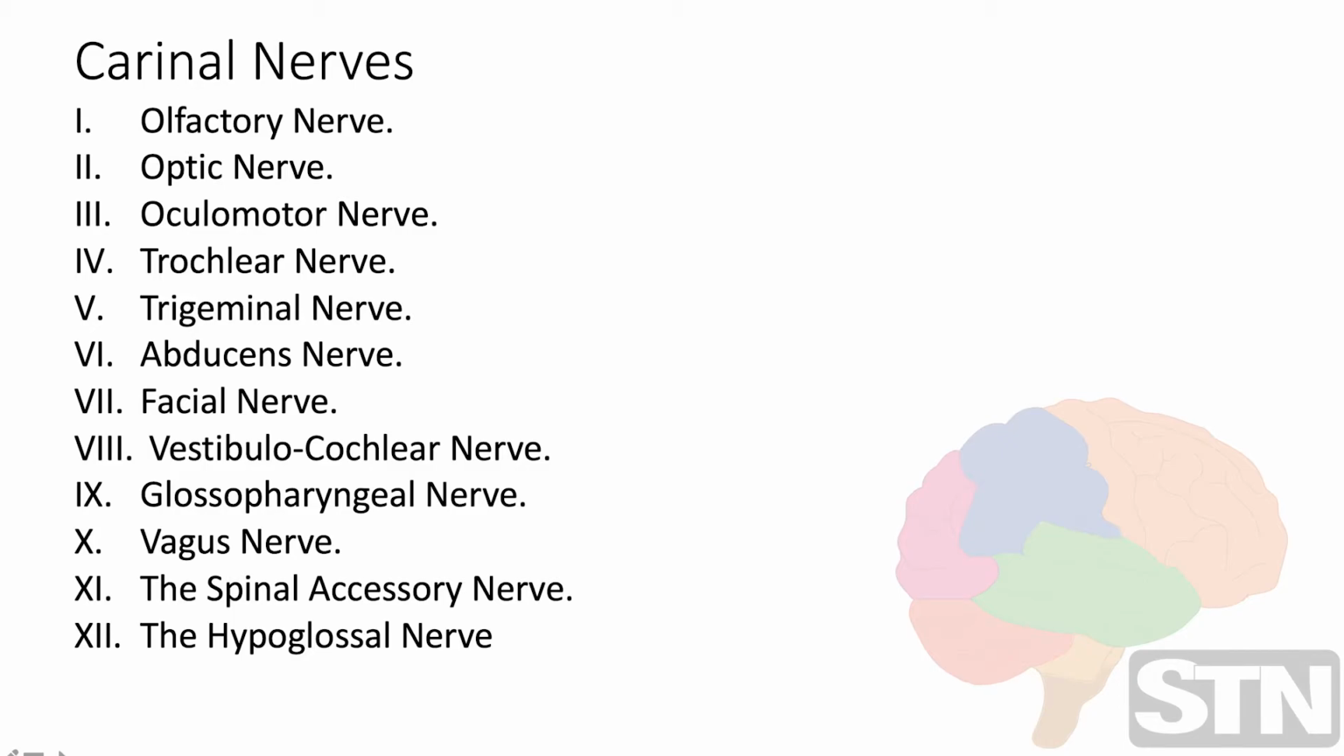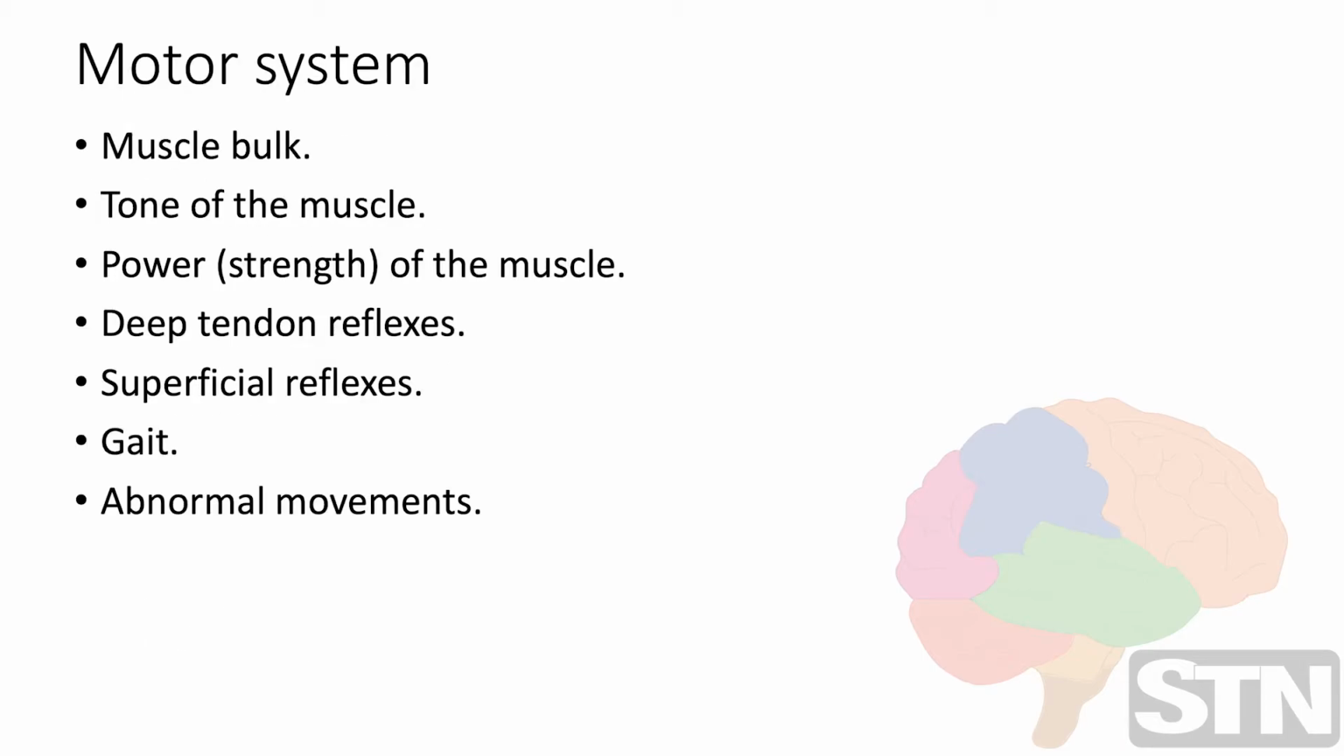The cranial nerve examinations will include the optic nerve, olfactory nerve, oculomotor, trochlear, trigeminal, abducens, facial, vestibulocochlear, glossopharyngeal, vagus, spinal accessory nerve, and hypoglossal nerve. We will be looking at the anatomy and individual testing of each cranial nerve in detail. In the motor system, we will be looking at the muscle bulk, the tone of the muscle, how to check the tone of the muscle in an infant, a neonate, and a child. We will also be studying the power or strength of the muscle, the deep tendon reflexes followed by the superficial reflexes, the gait and its abnormalities, and also the abnormal body movements.